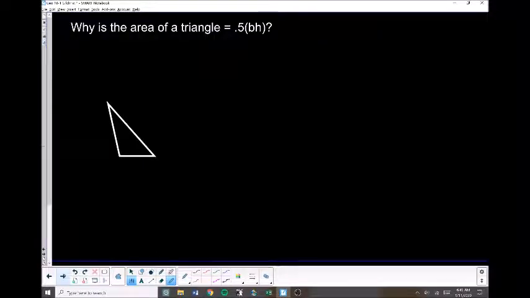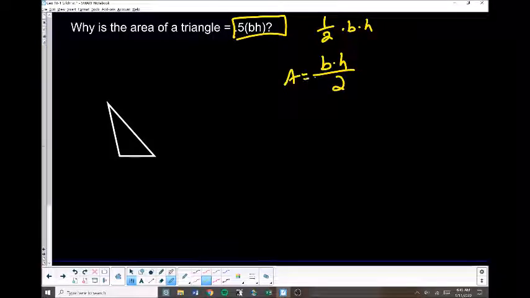I also want to talk about why the area of a triangle is what it is. This is something else that I'm pretty sure we've done in class. But you know that the area of a triangle is 1/2 times the base times the height. It looks better when it's written like this. Or I think this is also real classy. Area is 1/2 base times height. Again, let's talk about why.